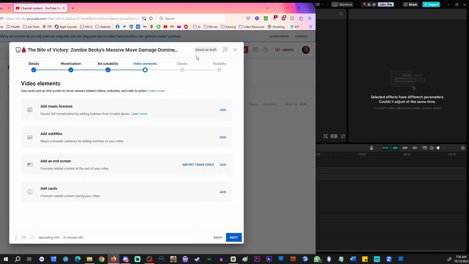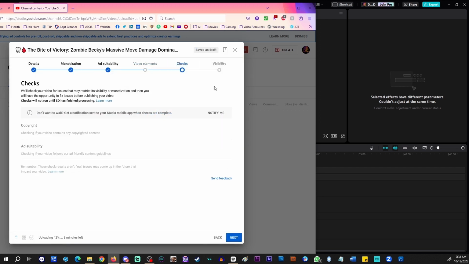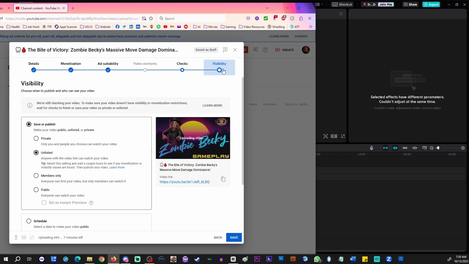Escape, discard changes. Checks, there's no copyright infringement on the music, because I subscribe to a service called Epidemic Sound, which allows me to use their music royalty free.